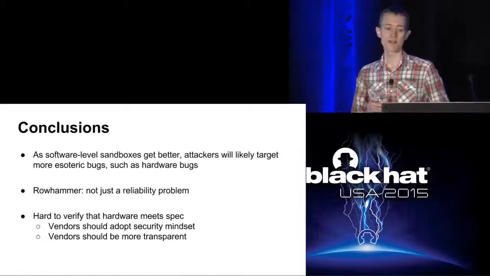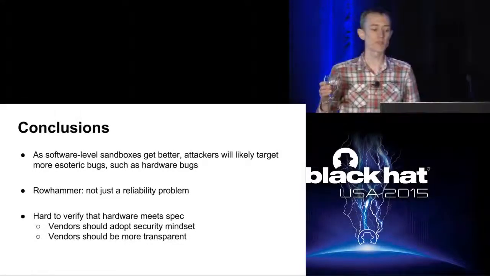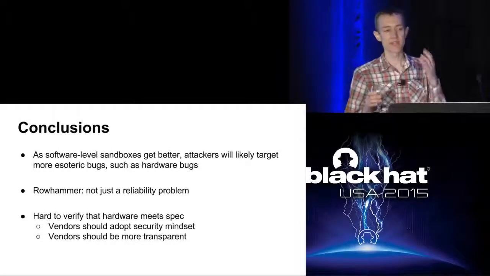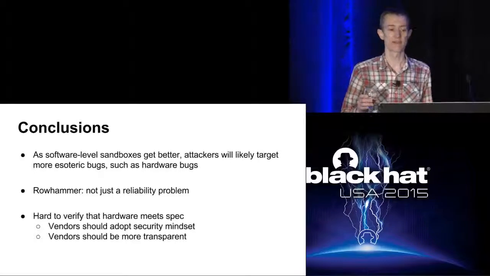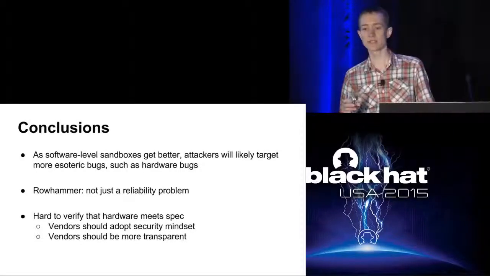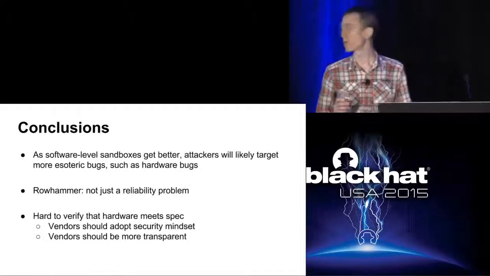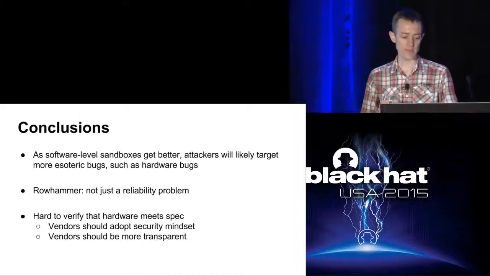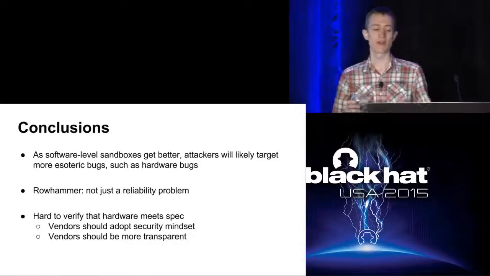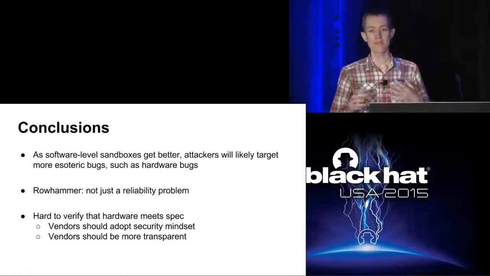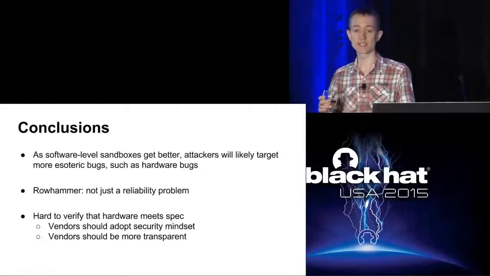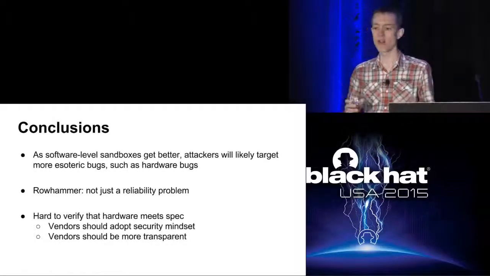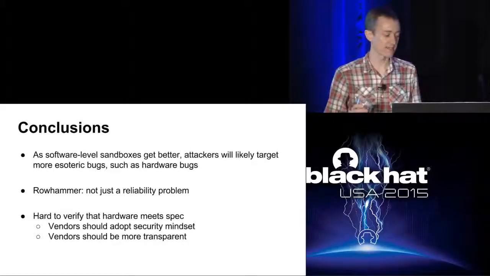To conclude, there are some software bugs that are easier to exploit than Rowhammer. But as software level sandboxes are getting better, I think it might be the case that attackers turn to exploiting more esoteric bugs like Rowhammer. And we have seen multiple times that Rowhammer can actually be easier to exploit than it initially seems. How we pick addresses was one example of that, and rowhammering from JavaScript was another example of that.